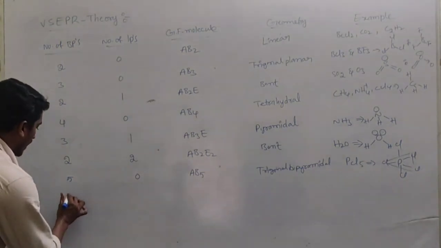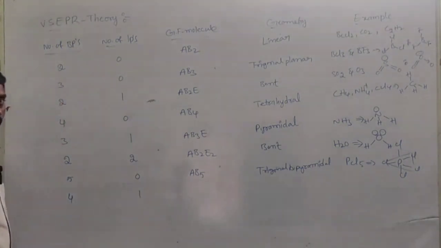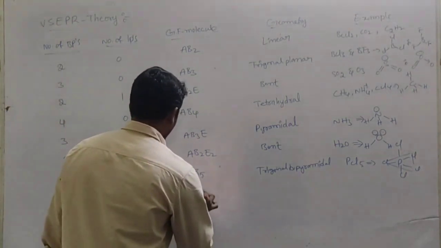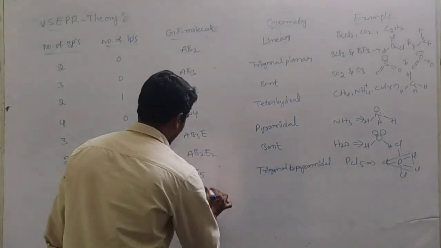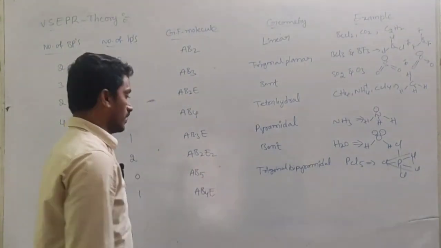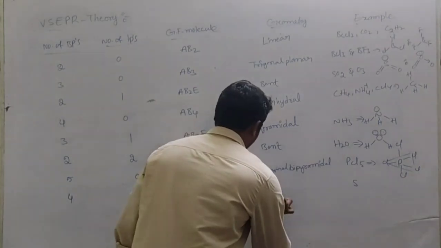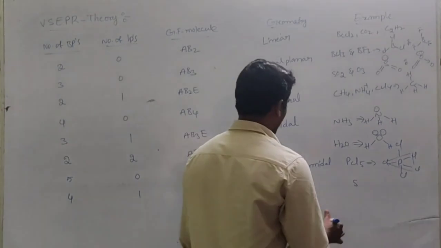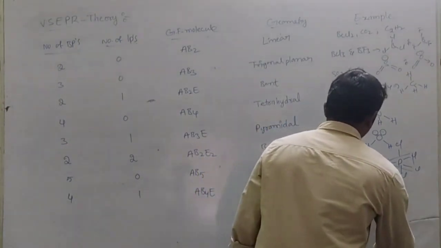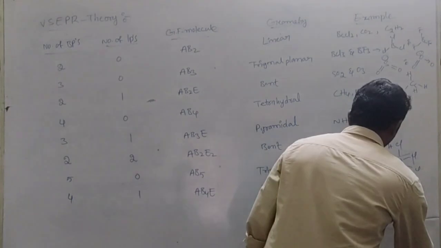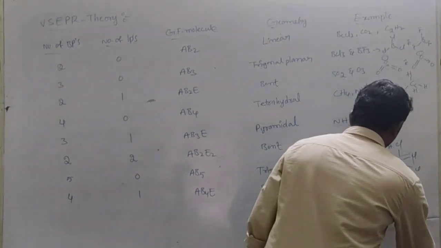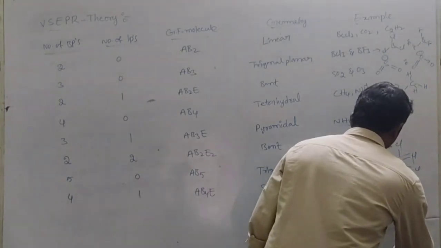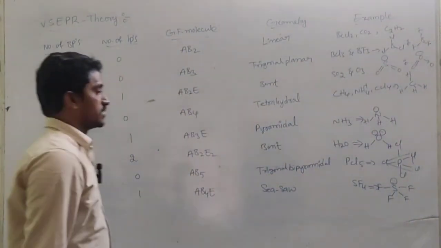So if molecule has 4 bond pairs and 1 lone pair, molecule మనకు 4 bond pairs 1 lone pair ఉంటే దాని జనరల్ ఫార్ములా AB4E. Example for the seesaw geometry, sulfur tetrafluoride. So its structure is this, shape of seesaw geometry.